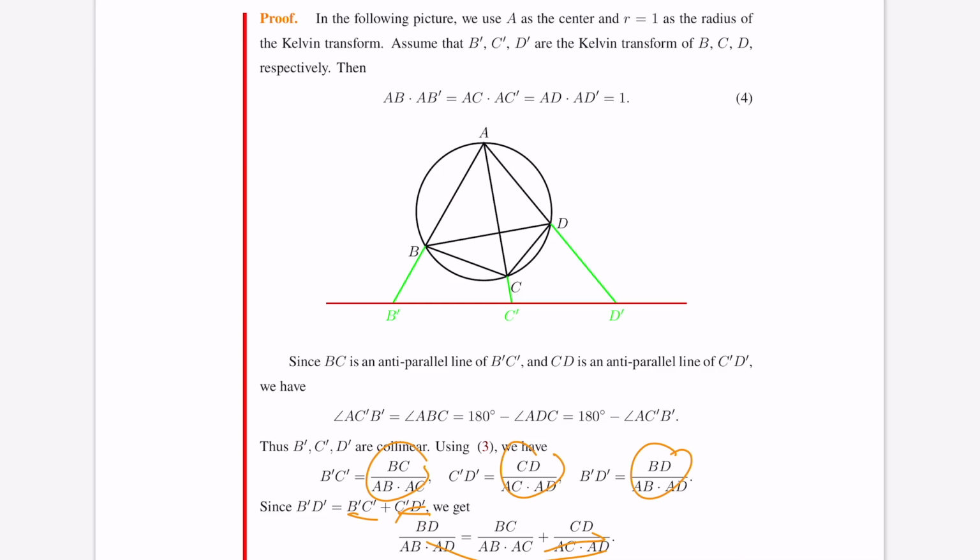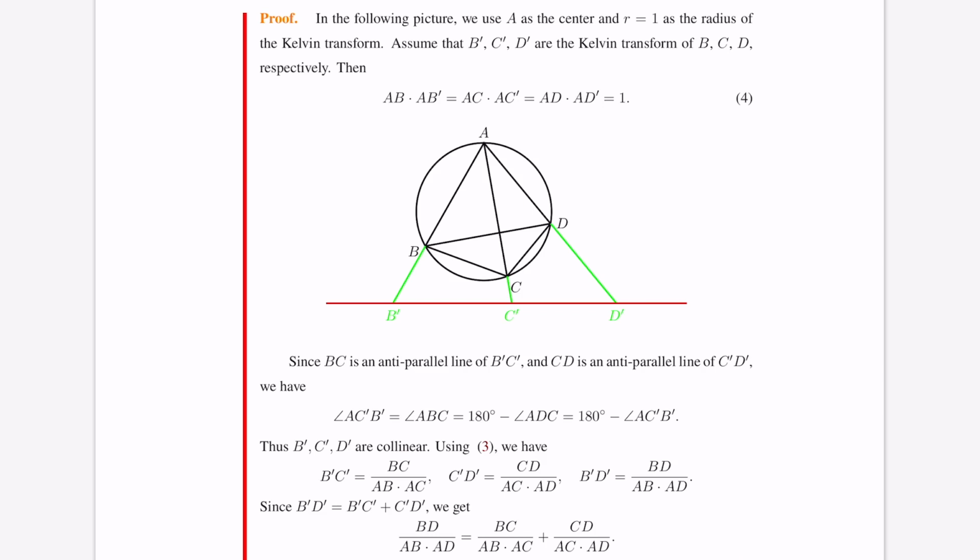But what do we have more? I have more to comment. Okay, so on one side, everything is a setup. Everything, like we take a Kelvin transform of B, C, D to B prime, C prime, D prime. These are the setup. Okay, as I said, you can think about this scenario in the following way. You have two Euclidean planes. On the first Euclidean plane, you are teaching the Ptolemy theorem.